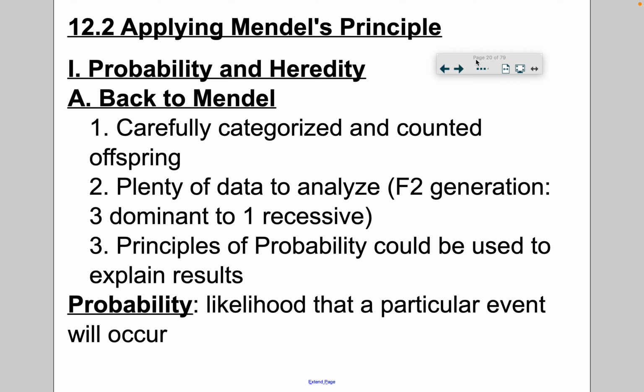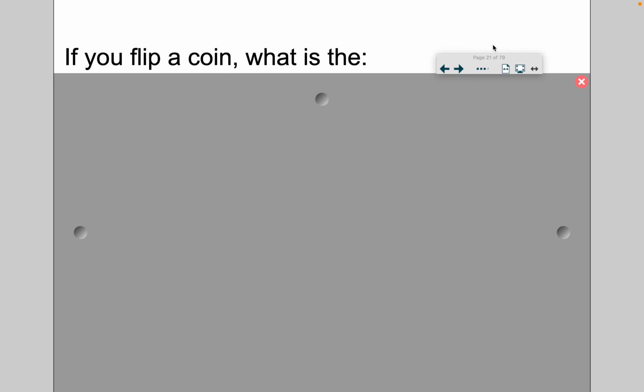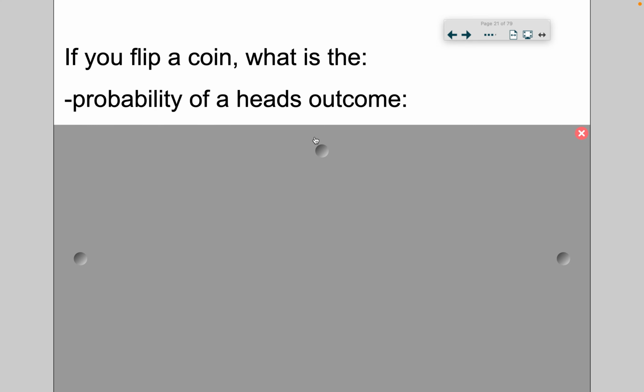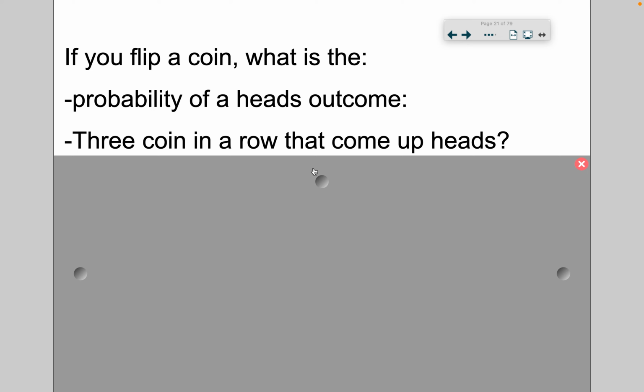And because Gregor Mendel had a pretty strong mathematical background, he actually was able to use probability to explain his results. And so what is probability? That's just the likelihood of an event that will occur. So if you flip a coin, what is the probability of a heads outcome? So a coin only has two sides. It's heads or tails, and so heads 1 out of 2, that'd be 50%.